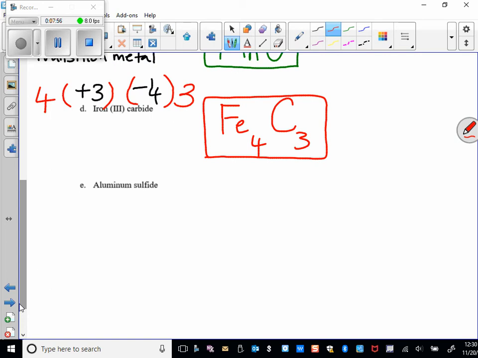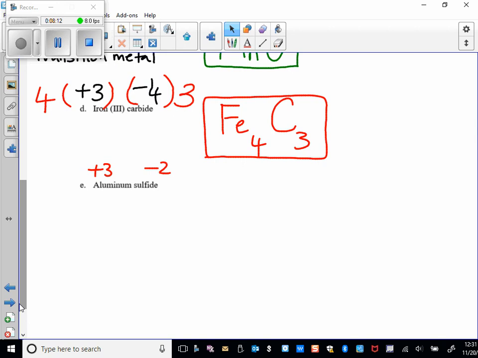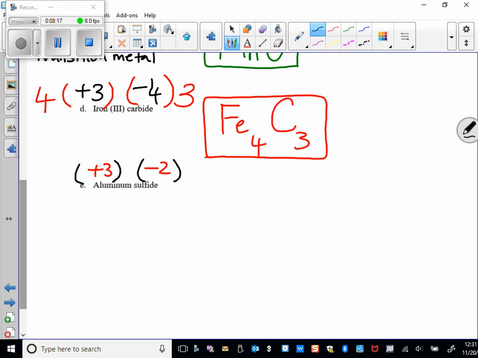What is the charge on aluminum? It is a plus 3. What is the charge on sulfur from the periodic table? It is a negative 2. Well, they don't cancel each other. What should I multiply aluminum by? What should I multiply sulfur by? Who can help me? Put up your hand and please help me. Yes, Christina?